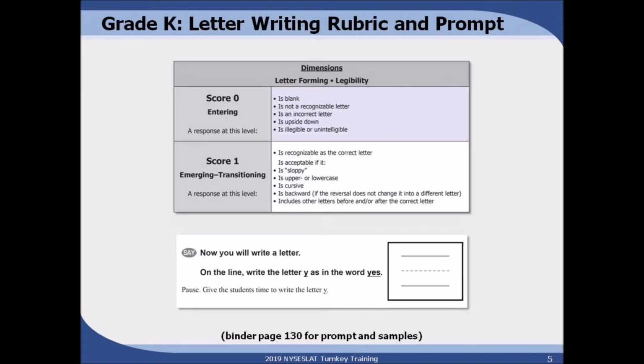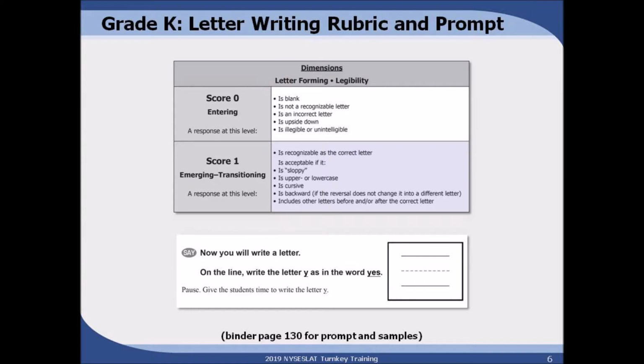According to the letter writing rubric, a student response will get a 0 if the response is blank, is not a recognizable letter, is an incorrect letter, is upside down, or is illegible or unintelligible. A student response will get a score of 1 if the response is recognizable as the correct letter. It is acceptable if it is sloppy, is upper or lower case, is cursive, or is backward if the reversal does not change it into a different letter. It is acceptable if the response includes other letters before and or after the correct letter.